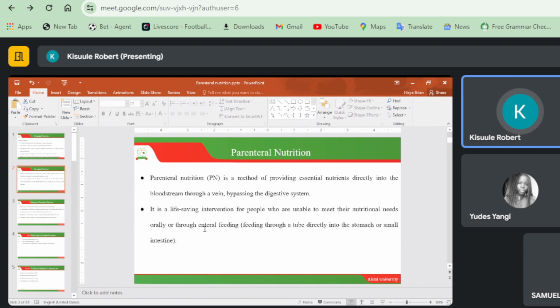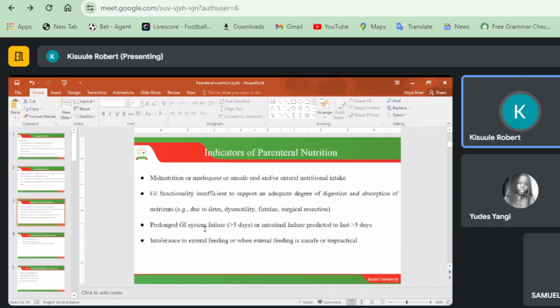We're also saying it's a life-saving intervention for people unable to meet their nutritional needs orally or through enteral feeding, that is, feeding through a tube directly into the stomach or the small intestine, like I had explained earlier. So, what are the indications for parenteral nutrition? Here we have malnutrition or inadequate or unsafe oral and enteral intake. If we can't give you something orally or we can't administer anything to you using enteral nutrition, then we will prescribe parenteral nutrition, whereby nutrients will be fed directly into your veins.